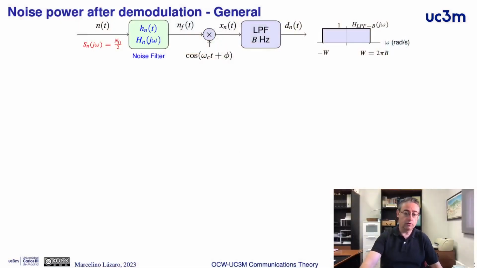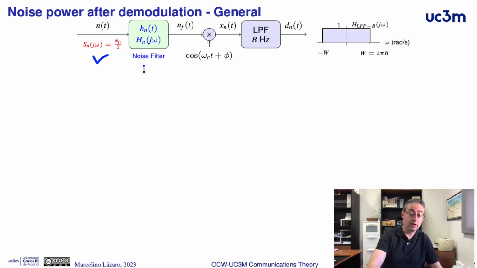In this video, we will analyze the effect of the thermal noise in a coherent receiver. In particular, we'll consider that we have thermal noise at the input of a coherent receiver with the usual statistical model for thermal noise. It's a stationary, ergodic, wide-sense Gaussian random process with power spectral density N0 halves.